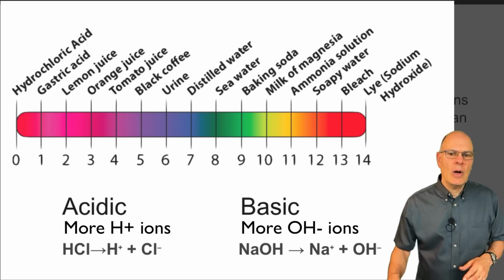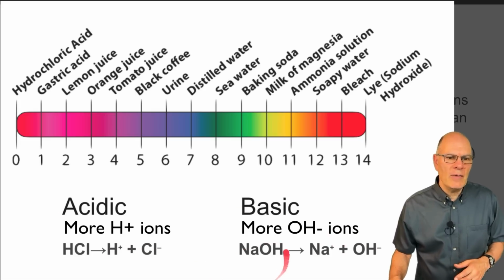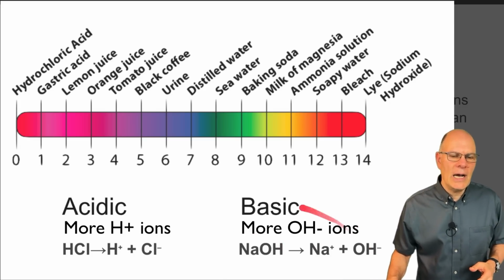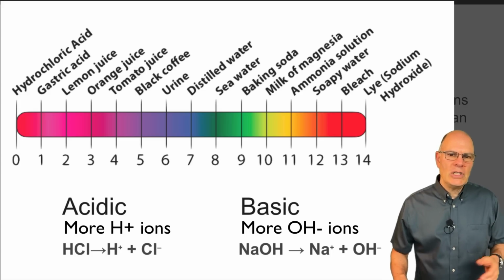In bases, there are more hydroxide ions than hydrogen ions. So if you dissolve sodium hydroxide in water, you wind up with a lot more hydroxide ions, and that pushes the pH in this direction. pH is above 7.